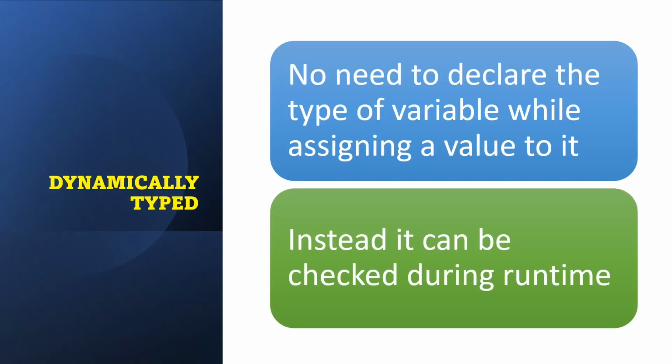Python is dynamically typed. Dynamically typed means that the type of the variable is determined only during runtime. There is no need to declare the type of a variable while assigning a value to it. For example, while you are assigning a number value, there is no need to declare it as an integer. Instead, it will be determined as an integer during runtime.